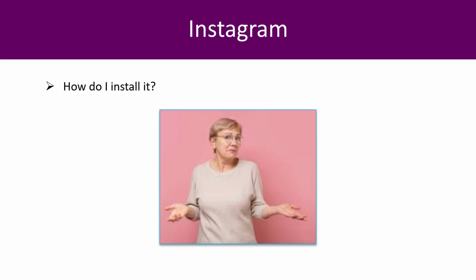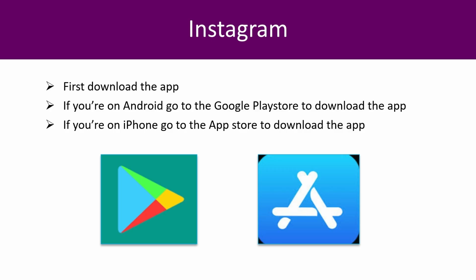So, how do you install it? Well, let's talk about how you install it. First, you want to download the app. If you're on an Android device, a tablet, or an Android phone, you would go to the Google Play Store to download the app. If you're on an iPhone or Apple tablet, you go to the App Store to download the app. And once you download it, you'll need to create a profile and set up a picture. And we're going to talk about how to do all of that.